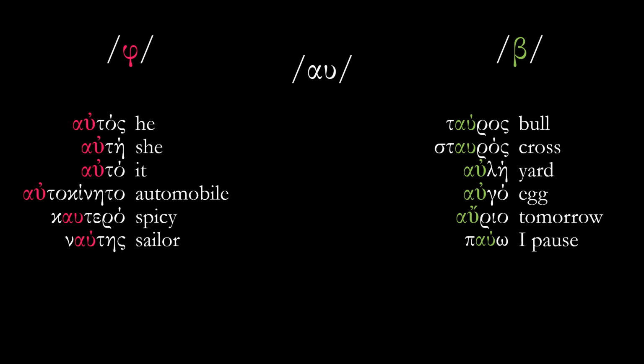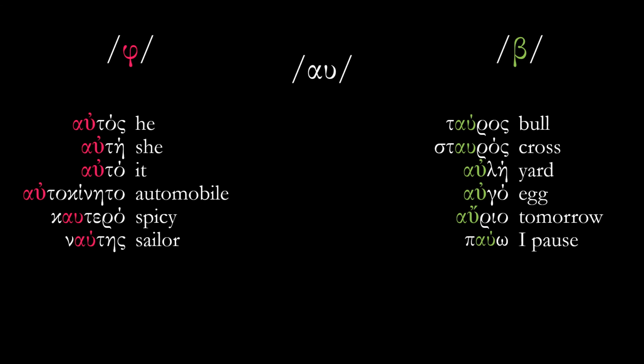On the right side, where you see those green ones, now we have the V, the Vita sound. So we've got Tavros, Stavros, Avli, Avgo, Avrio, Pavo. That's called a voiced dental fricative. That's our V, V, V sound. Whether we use the F or the V sound, and F and V are actually related, depends on what letter comes after the epsilon. This is it for alpha epsilon.